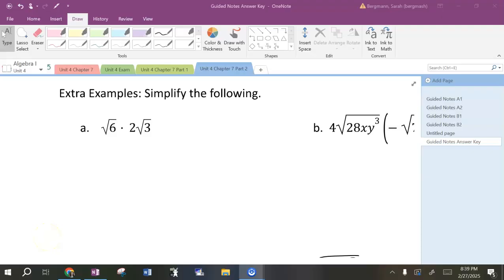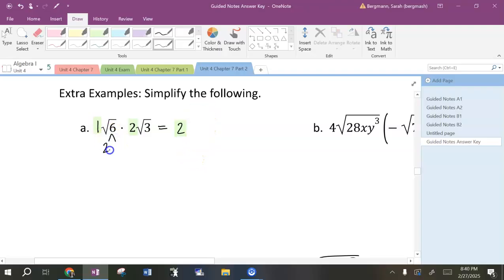We're going to try a couple more extra examples that weren't in your book, but I think it's important for you to see this. Like I said before, if there's not a number in front of the radical, you can assume that it's a 1. So in this case, you're taking 1 times 2, you get 2, and then you look at your radicands, 6 and 3. But before you multiply that up to 18, I'm going to check if I have any matching factors.